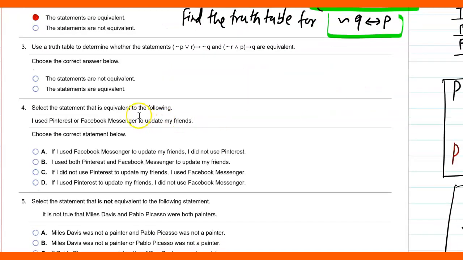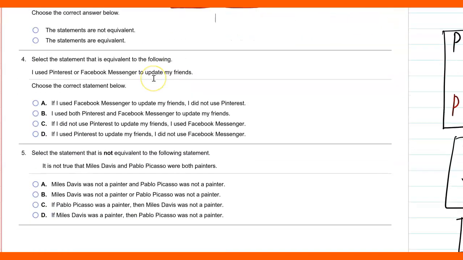Same thing, do the question number 3. Okay, use the truth table to determine if they are equivalent. Again, same idea here. Find the truth table for this one and find the truth table for this one. Okay, if the truth tables are going to be the same, they are equivalent, or they are not equivalent.